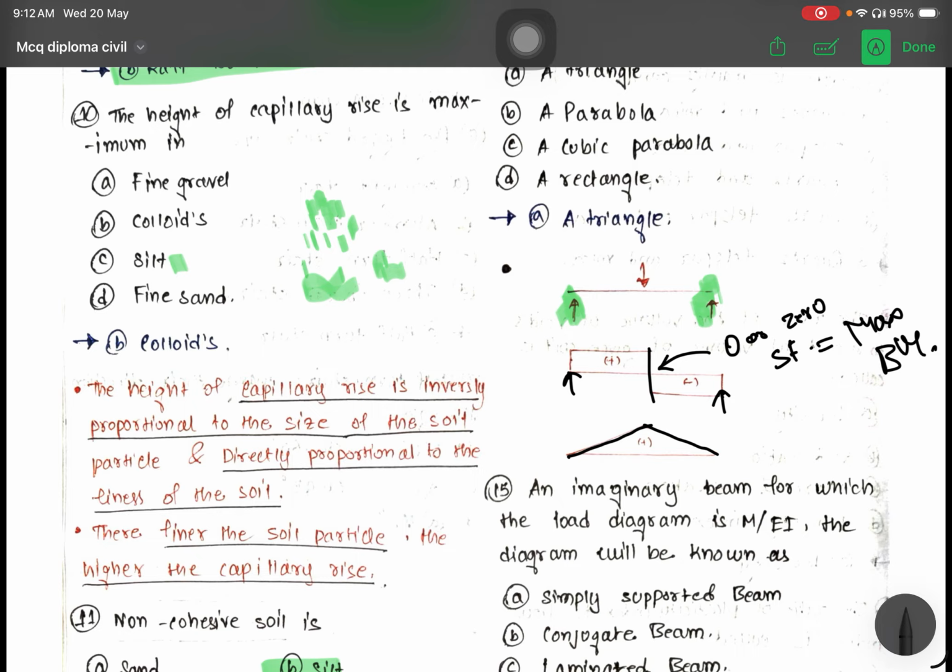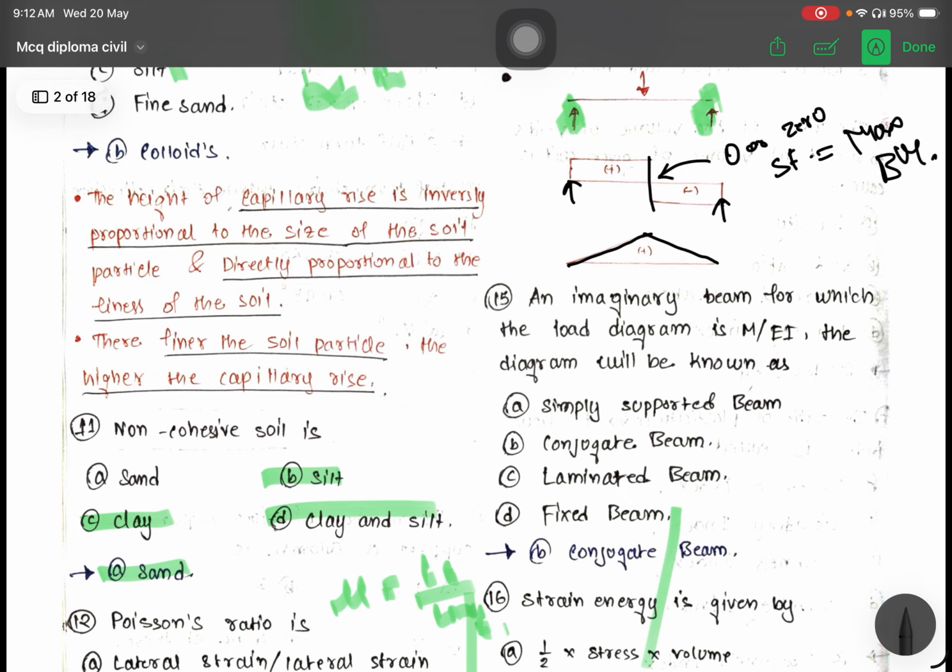There is another MCQ which came from strength of materials. An imaginary beam of which the load diagram is M by EI is the conjugate beam. The strain energy is given by half into stress into strain into volume.